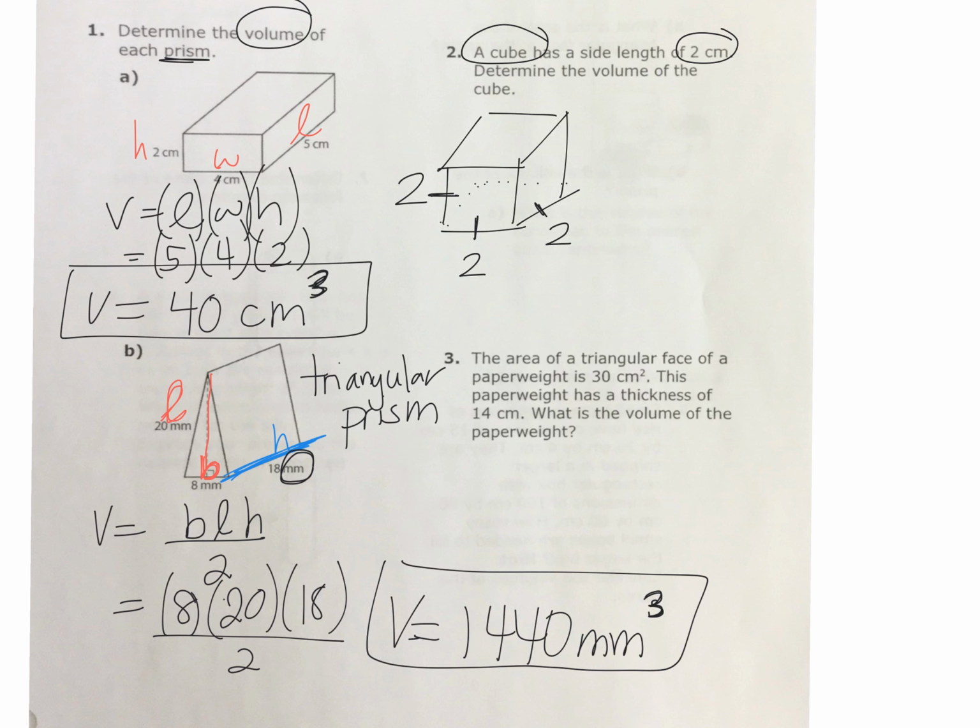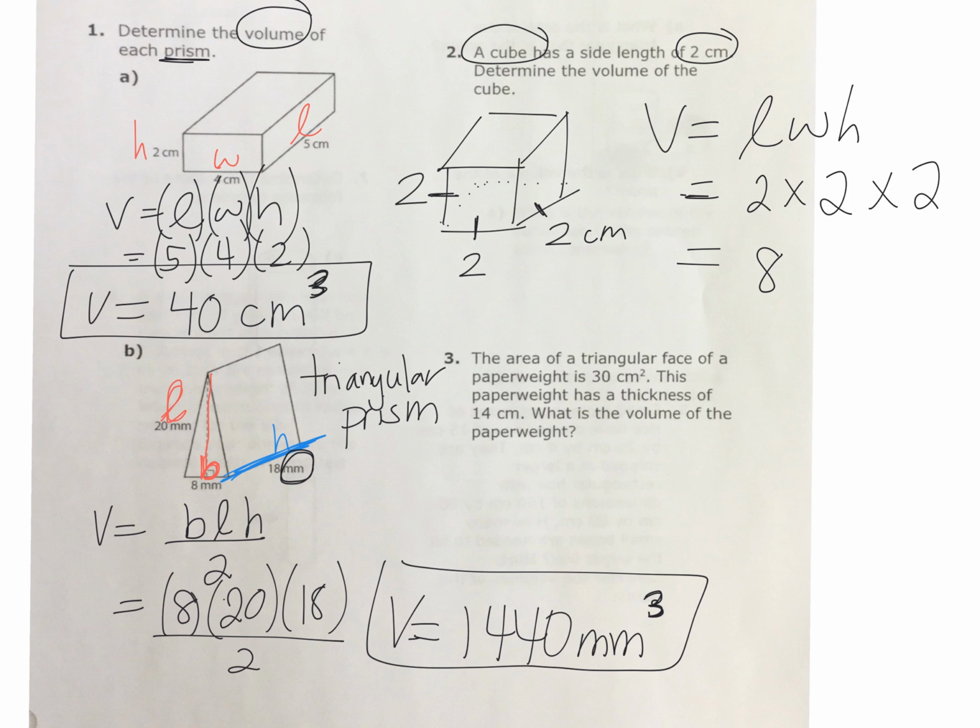A cube is the same formula. I don't know if you want to write this in your formula sheet. It will be the same formula as a rectangular prism because it is a rectangular prism. What is the formula for a rectangular prism? Length times width times height. Good. A cube has all the same dimensions: 2 times 2 times 2. What's the volume of this cube? 8 what? Centimeters cubed. Good.